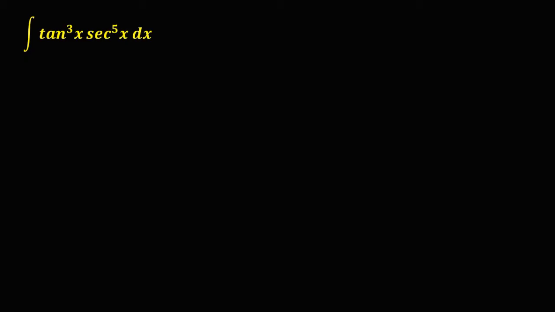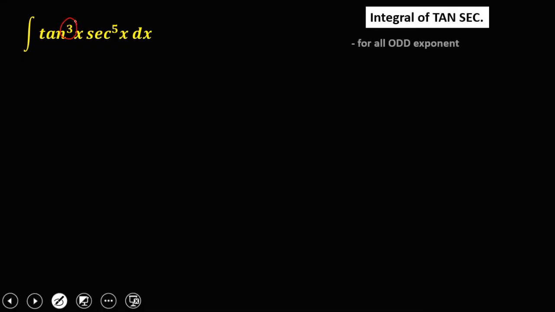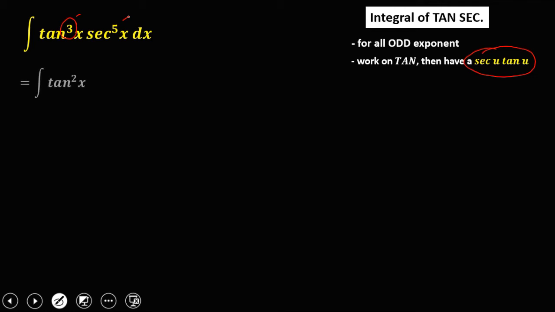Then for this given, since this given satisfies one of the two conditions, that the exponent of tangent is odd, therefore work on tangent, and we need to have this secant u tangent u. So we need to get one for tangent and get one for secant. So that tangent to the power 3 becomes tangent to the power 2x, and this secant to the power 5 becomes secant to the power 4x, then secant x tangent x. Then continue working on tangent.